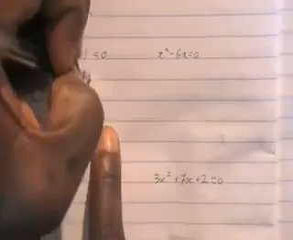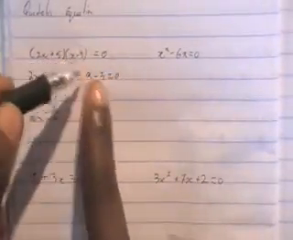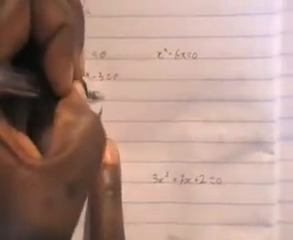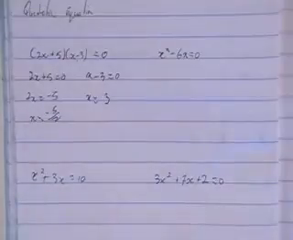And then when x minus 3 is equal to 0. So the first bracket must be equal to 0, and then the second bracket is equal to 0. x is equal to positive 3. So we found the two values of x.